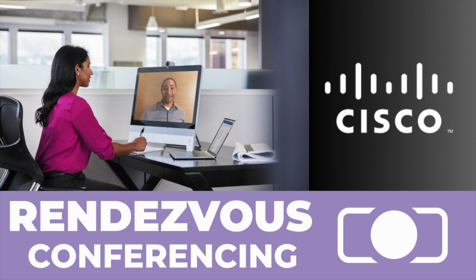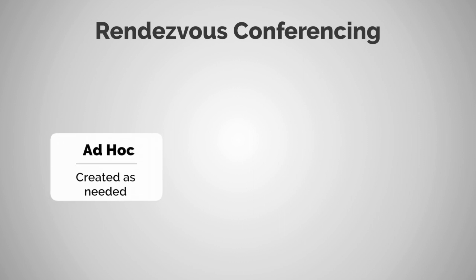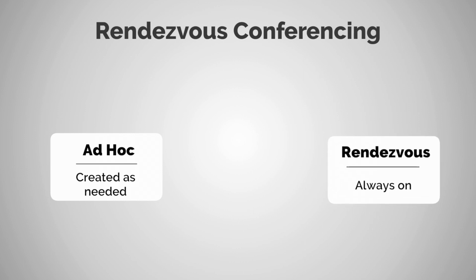And today we're going to be talking about rendezvous conferencing. Now, essentially, a rendezvous conference is an always-on conference. This is a little different from an ad hoc conference, which we talked about in a previous video. Ad hoc conferences are created and torn down as they're needed. However, rendezvous is different. A rendezvous conference always exists. It's always on, so even when you hang up from the conference, it's still there, ready for the next person to call in and use those resources.